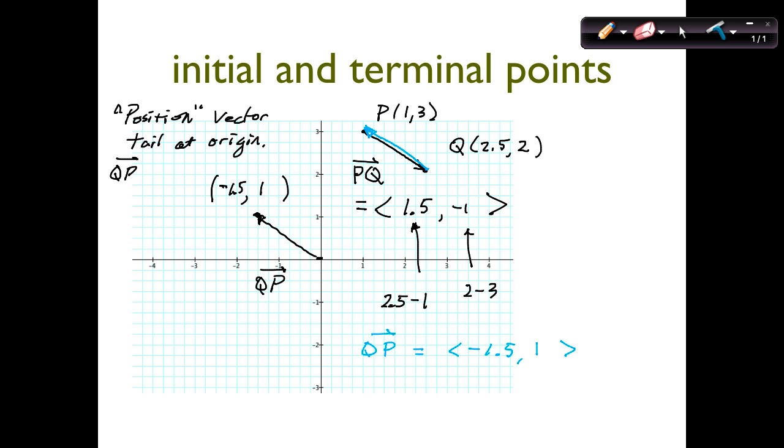So when the tail's at 0, 0, the values of the coordinates of your tip and the components are the same. The tip then becomes actual x, y coordinates. So the components of the vector are the same as the coordinates of the tip. Does that make sense?